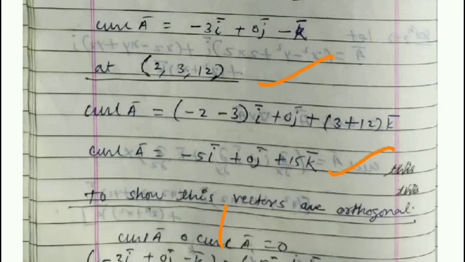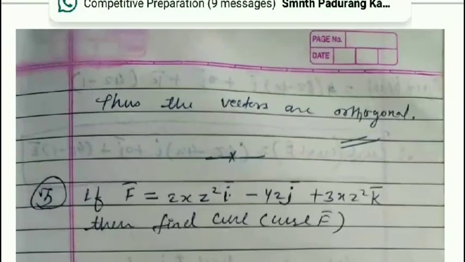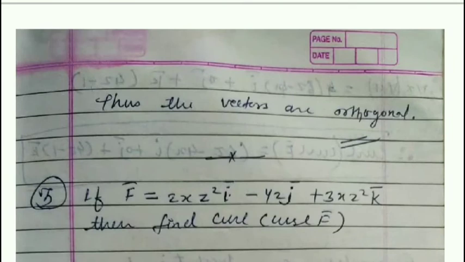Now we are asked to show that these vectors are orthogonal. That means the dot product of these two vectors is 0. So take the dot product, and the value of this dot product is 0. Hence proved. Thus the vectors are orthogonal. If we do not get the answer 0, then these two vectors are not orthogonal.